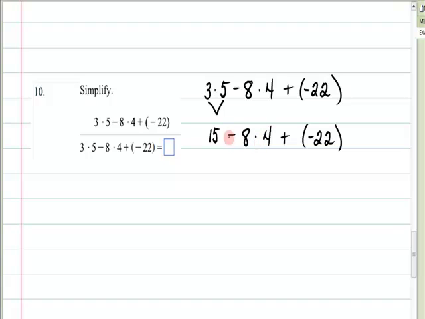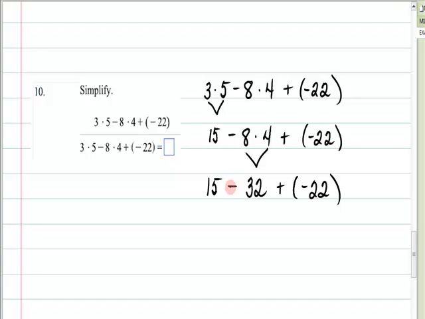Moving on, I have subtraction, multiplication, and addition, so I'll do this. 8 times 4 is 32. So I will copy down everything else. Now I have subtraction and addition. They have the same priority. I'm going to move left to right.